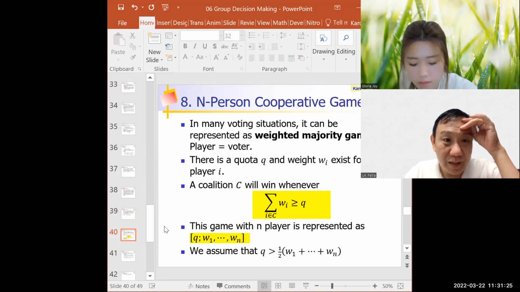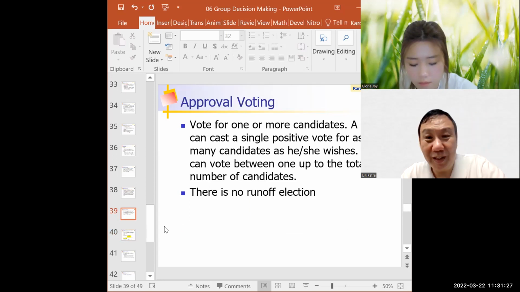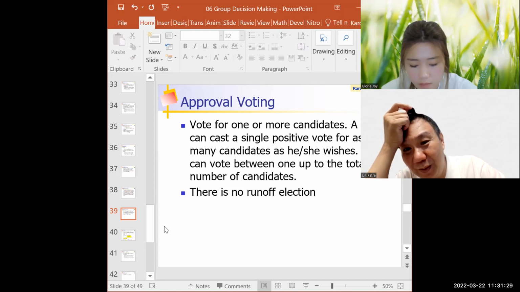Okay, up to here. Any question about voting, election, coalition? This will give you the background, at least. You understand what is plurality voting, you understand what is cumulative voting.